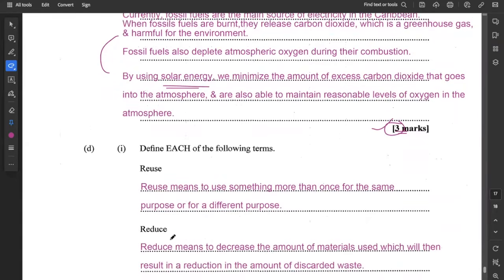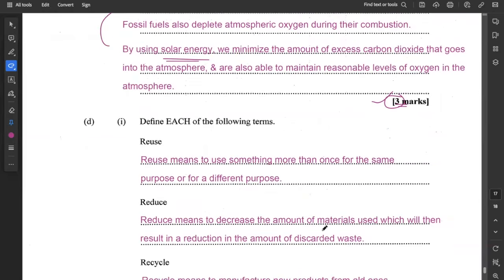What does reduce mean? When we reduce something, it means to decrease the amount of materials used to make that thing, to manufacture that thing. If we decrease the amount of materials used, then it will result in a reduction in the amount of discarded waste. If we don't use a lot of materials to make the thing to begin with, it's going to reduce the amount of waste. So that's good, right?